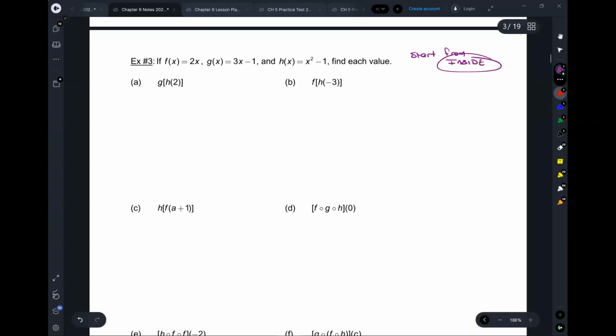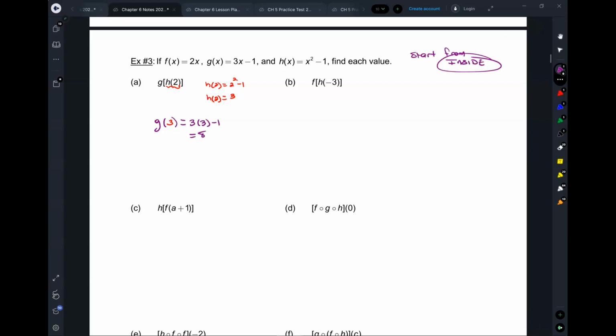Start from the inside. So the inside of this is h of 2. So find your h function. h of 2 is 2 squared minus 1. Why? Because that's how we've been doing it since chapter 1. We're moving past that now. h of 2 is 3. Now go back out. The outer part is g of h of 2. So g of 3, and that gives you 3 times 3 minus 1, 8.